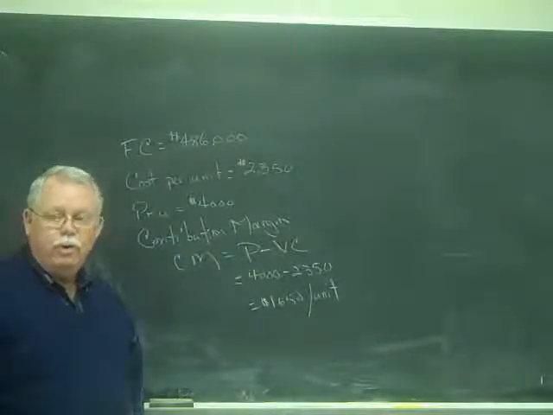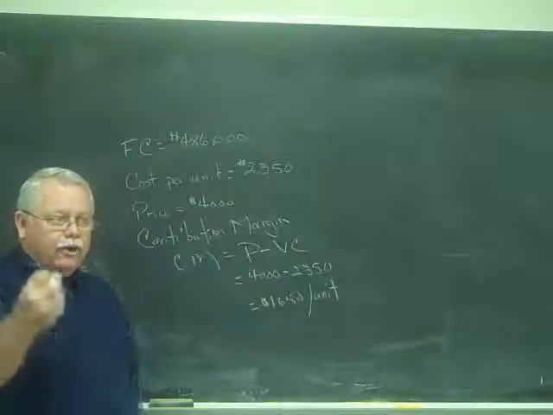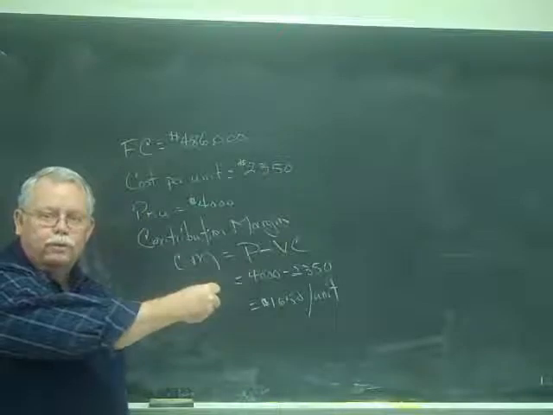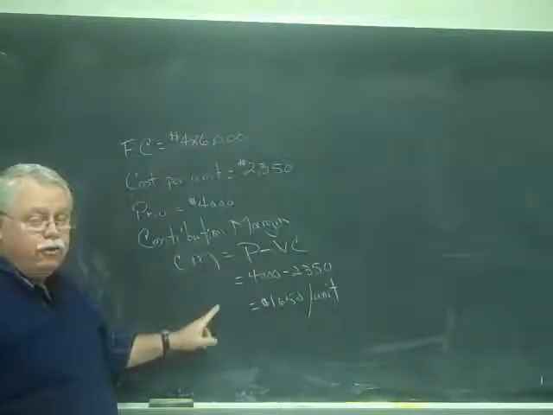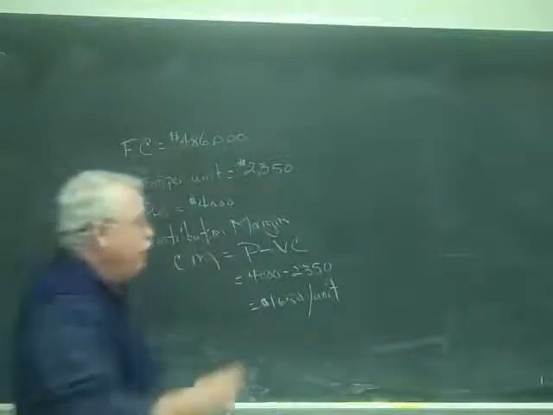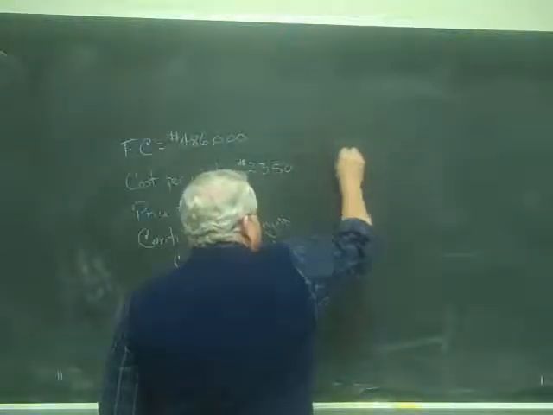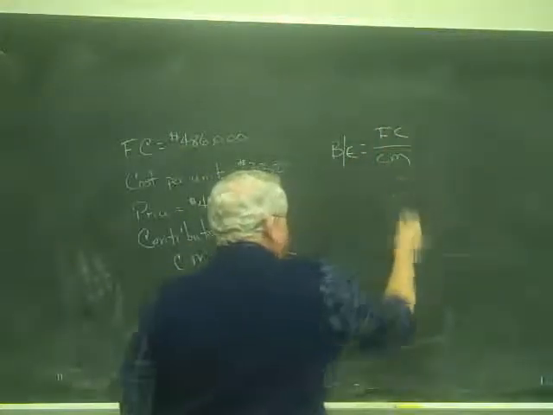So every time you sell one unit, you pay for it $2,350. You've got $1,650 left that you can contribute towards paying off those fixed costs. So how many of these things do you have to sell to pay your fixed costs? And that's the break even. Break even is fixed costs divided by the contribution margin.